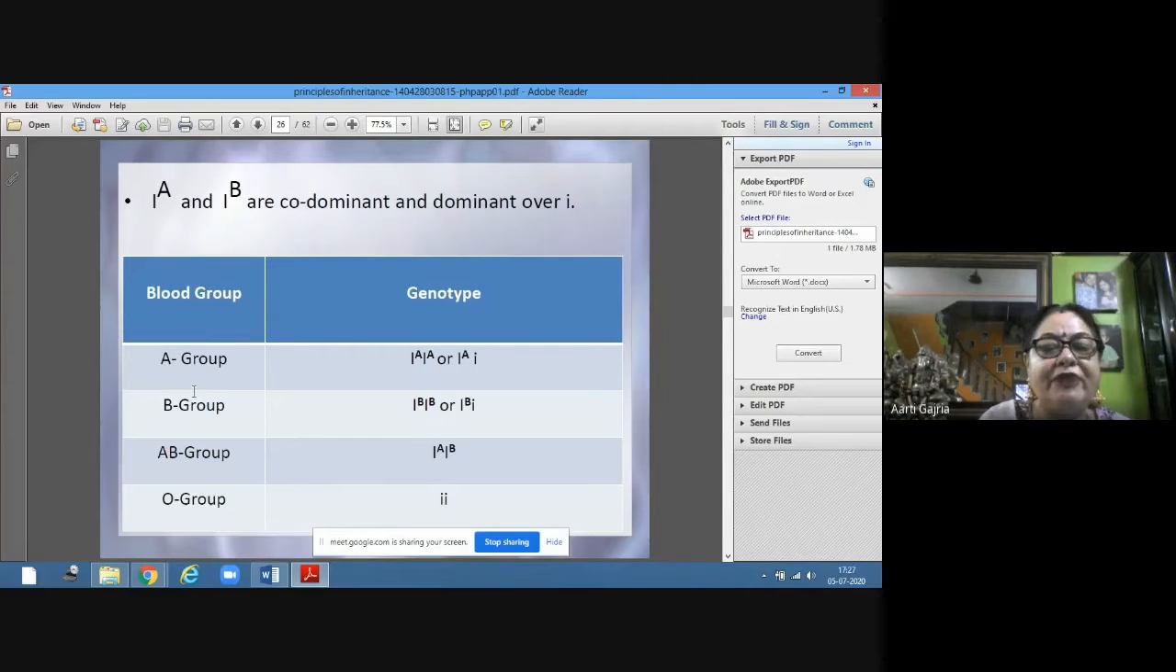So how many combinations are there? 1, 2, 3, 4, 5, and 6. Six combinations are possible. The blood group can be A, B, AB, or O. So how many blood groups are possible? Four blood groups are possible. And how many combinations of genotype are possible? Six types of combinations of genotypes are possible.